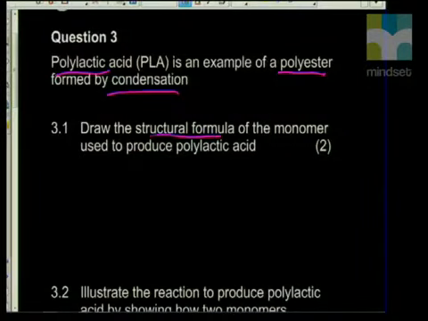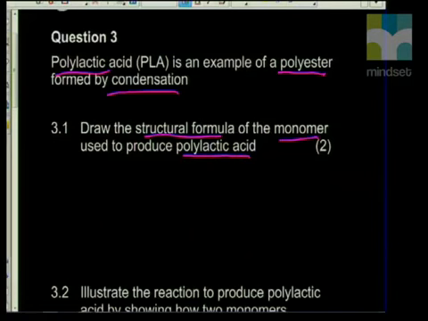Remember that there are two processes to make polymers. One is addition polymerization, something like, if we take ethene and we add ethene to ethene many times, we'll add those, break those double bonds. We're adding them together. It's called addition polymerization. Now we're doing condensation polymerization. So where do we start? It says draw the structural formula of the monomer used to produce polylactic acid.